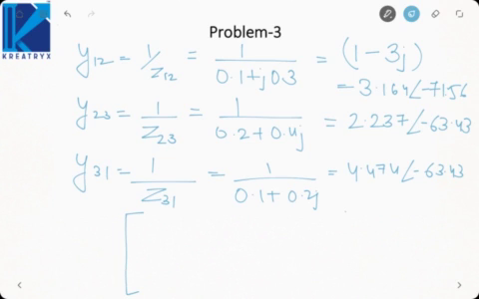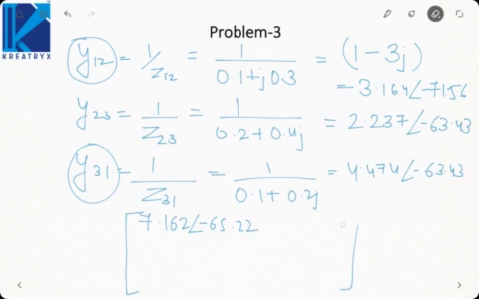Now when we are forming the matrix, y11 will be the sum of admittances at bus 1, that is equal to y12, y13 plus y10, which will come out to be 7.162 angle minus 65.22. Let me enlarge this matrix. Okay. Now capital Y12 is negative of the small y12. So it will come out to be minus 3.16. Then Y13 is negative of y13. That is minus 4.47.